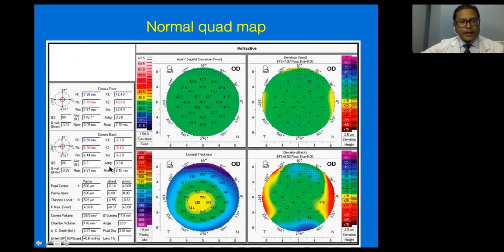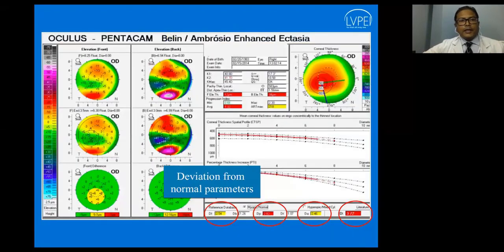In addition, it gives an array of numerical data, which is on your right, that gives the pupil center, the apex pachy, the thinnest pachy, the corneal volume, the anterior chamber depth, etc. It also provides summary statistics where deviations from normal parameters are flagged in red.